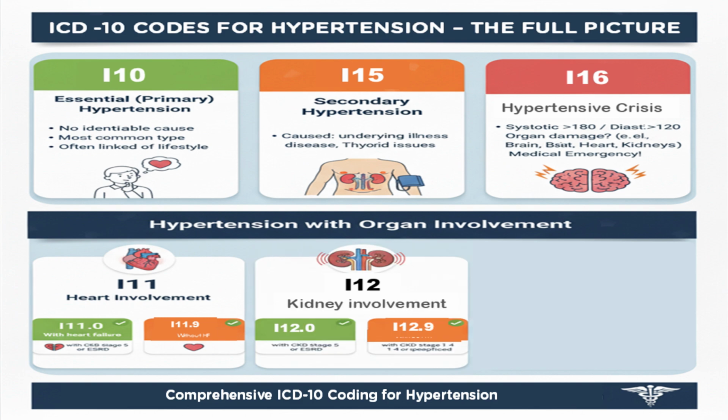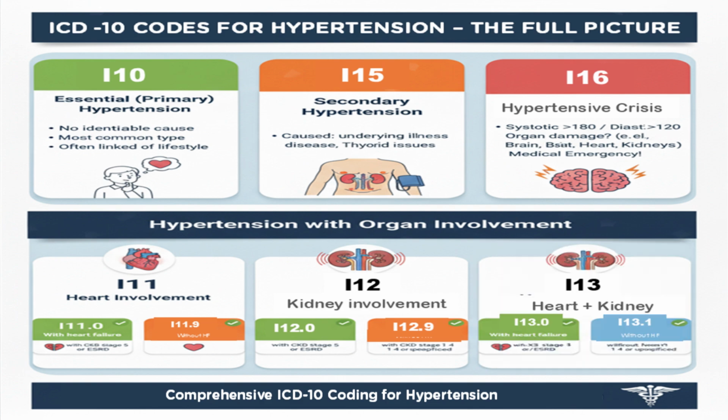I12, hypertensive chronic kidney disease. When the kidneys are involved, we use the I12 series for hypertensive kidney disease. Notice the detail here. Codes like I12.0 specify the condition with CKD stage 5 or ESRD, end-stage renal disease. For stage 1 to 4 or unspecified, use I12.9.